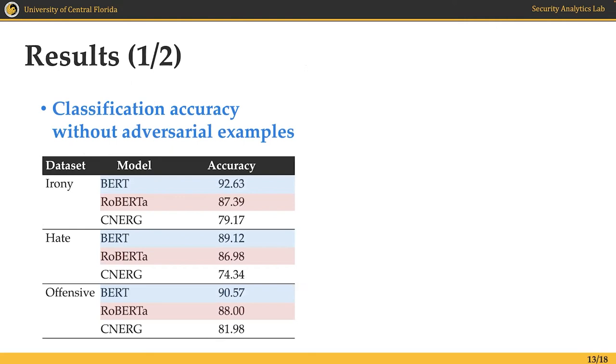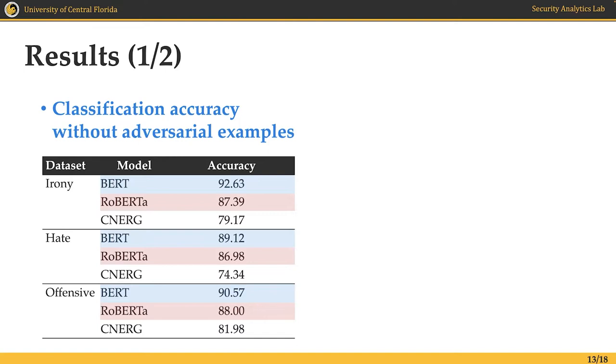And so here are the results quickly. We look into the classification accuracy with adversarial examples. As we look here, we find that different models perform differently, although we are able to achieve something above 80%, generally speaking. Consistently, BERT is performing the best. In the case of irony, BERT provides almost 93% accuracy, with the hate dataset at 89% accuracy, and with offensive achieving almost 91% accuracy.